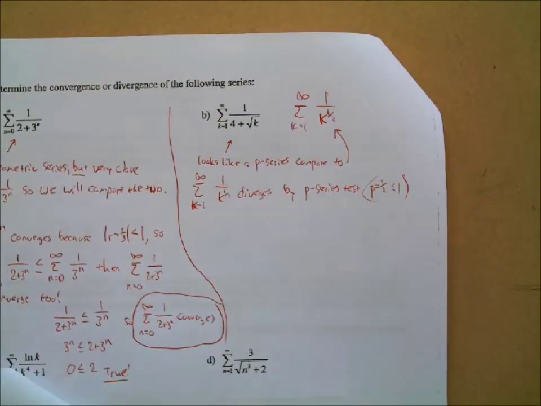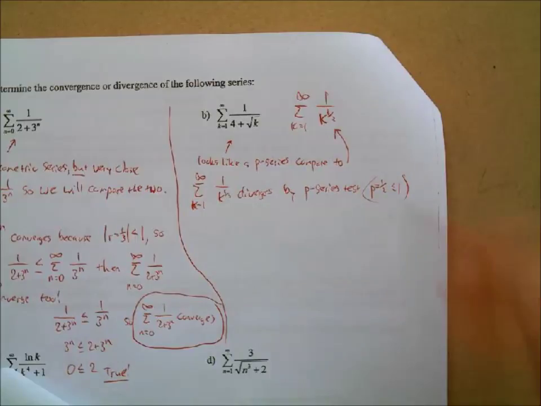And again, be careful with P series and geometric series. For a geometric series, when r is less than 1, the series converges. For a P series, if P is less than or equal to 1, the series diverges. So it's a little bit tricky to keep those things straight. Make sure you do.